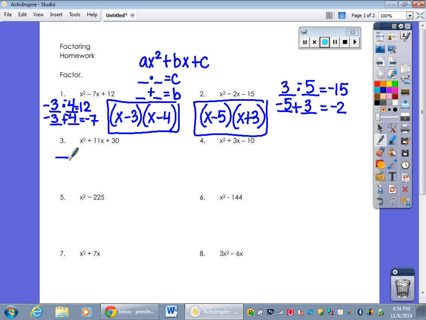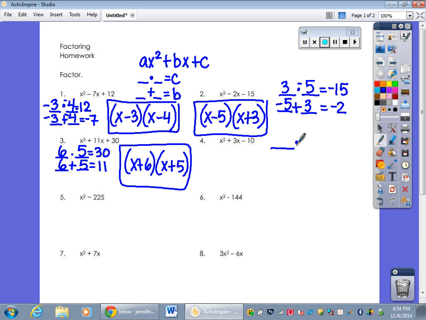In the next one, we're looking for two factors that multiply to give us 30 and add up to 11. So that's going to be 6 and 5. 6 plus 5 is 11. 6 times 5 is 30. So your answer is x plus 6 times x plus 5.